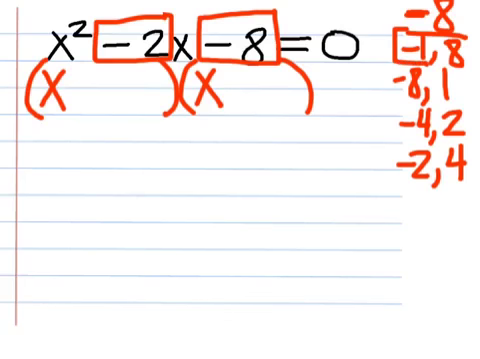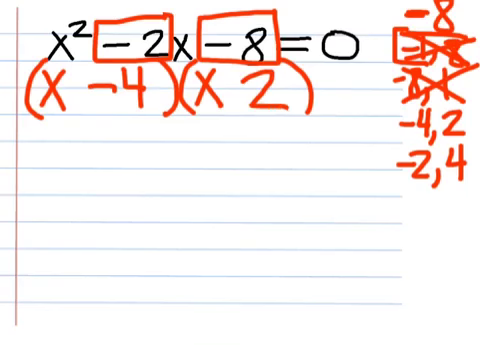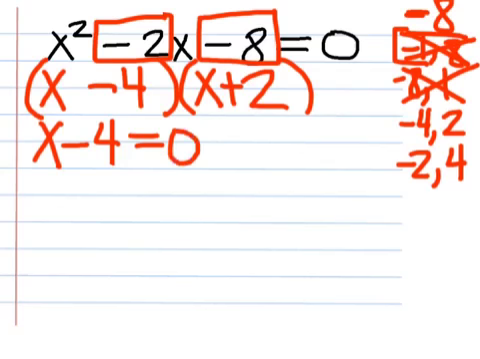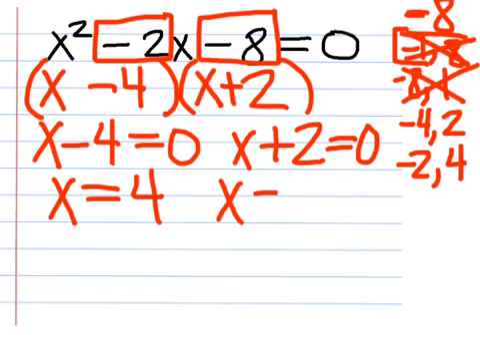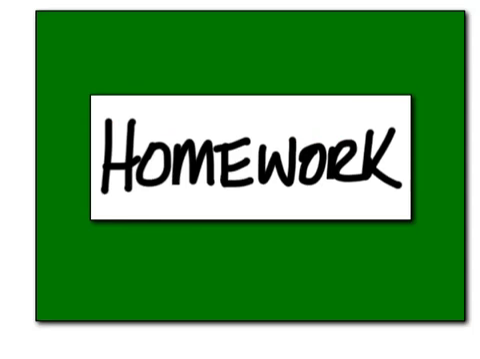Look at our factors of negative 8, negative 1 and positive 8, when we add those together, we get positive 7, so that is not right. Negative 8 and 1 will give us a negative 7, so that's not right. Negative 4 and positive 2, that's going to give us a negative 2 when we add those together, so those are the factors that we're looking for. So negative 4 and positive 2, we set these equal to 0, and then we solve for x. X minus 4 equals 0 is going to give us x equals 4, and x plus 2 equals 0 is going to give us x equals negative 2.